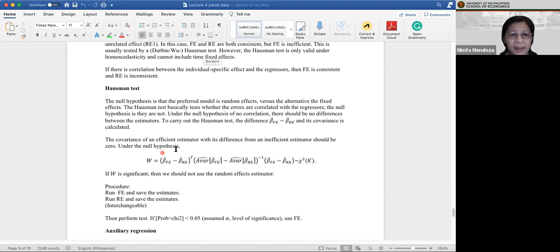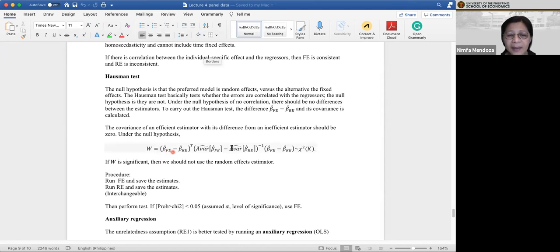The covariance of an efficient estimator with its difference from an inefficient estimator should be 0 under the null hypothesis, that is, zero correlation between C sub i and the X sub i's. The Wald test statistic defined here would have a chi-square distribution with k degrees of freedom.